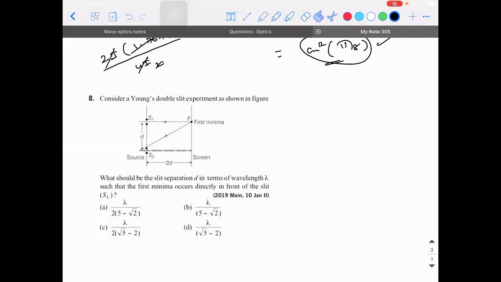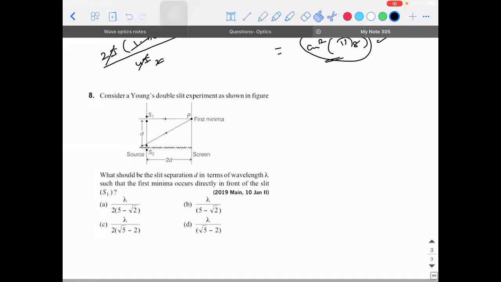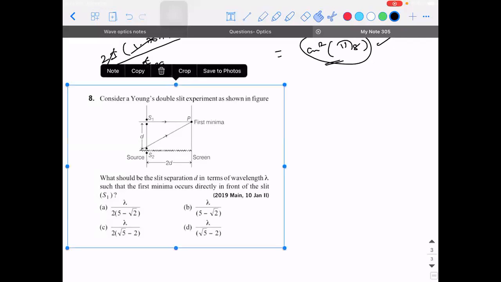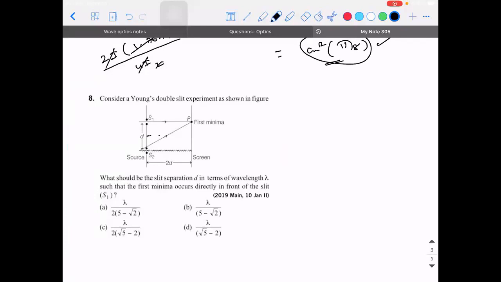Sir, y should be 0. Why? That's the first maxima. They use the word minima, they don't use maxima. Generally what will happen is that the central spot will be here. They have given the distance between the slits and the screen as 2D and the distance between the slits as d. What should be the slit separation in terms of wavelength lambda such that the first minima occurs directly in front of S1?